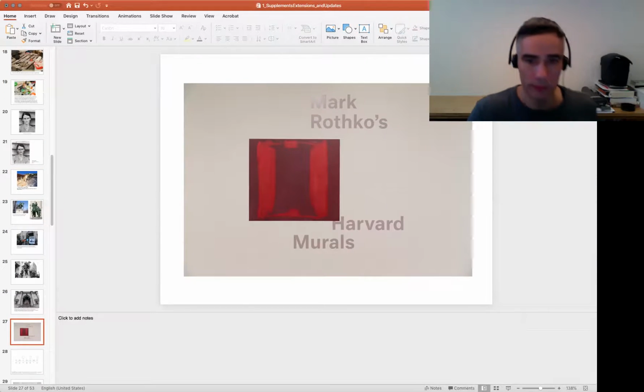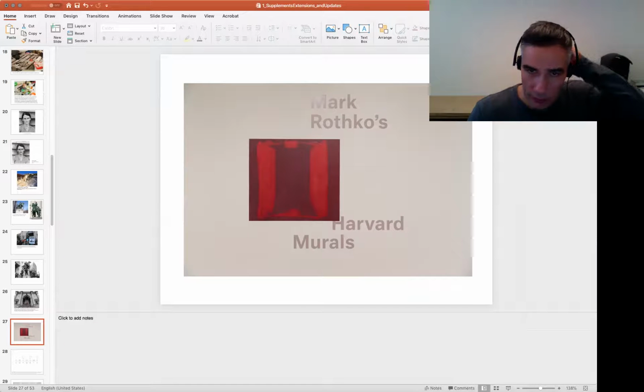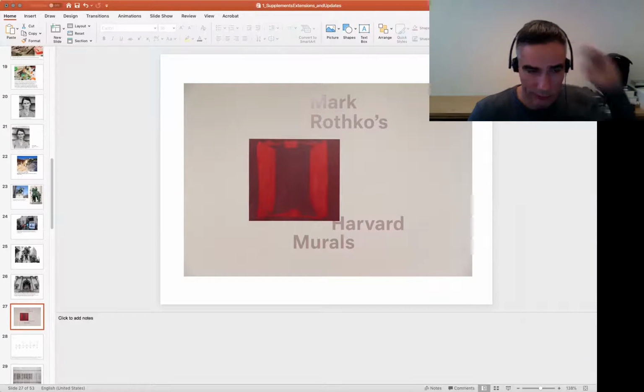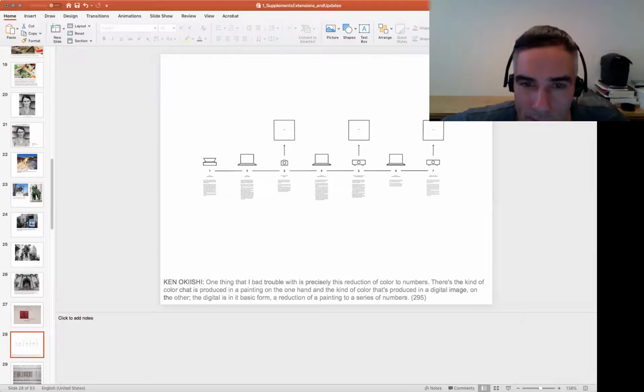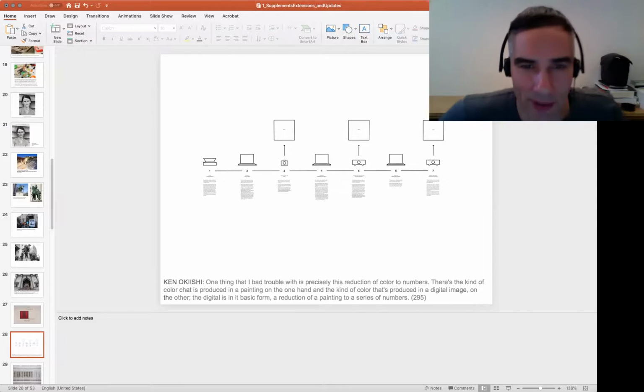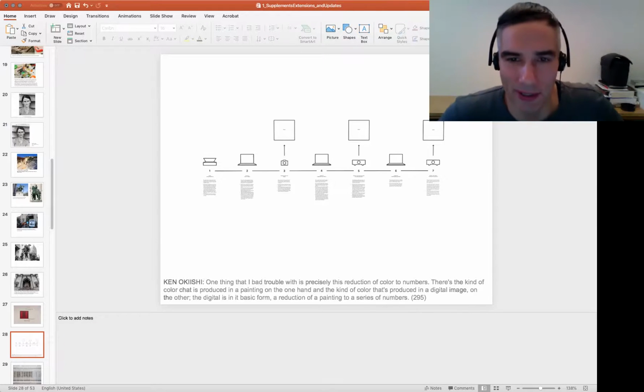Okay, so this is what you saw when you entered the gallery on the wall. There was also a schematic which provided the process, because part of demystifying a Rothko is demystifying the technological process.